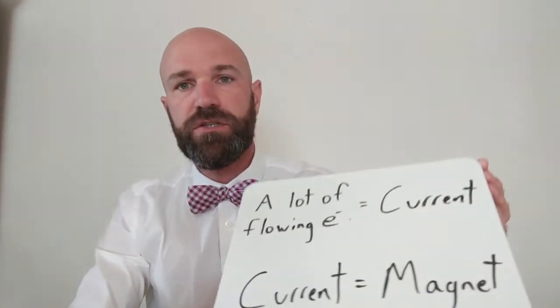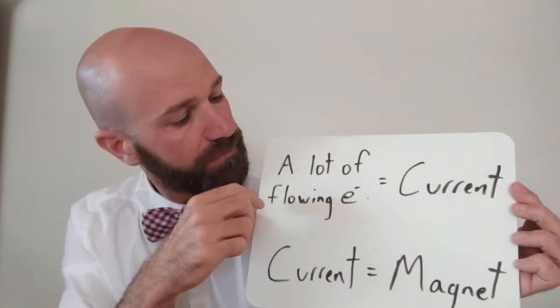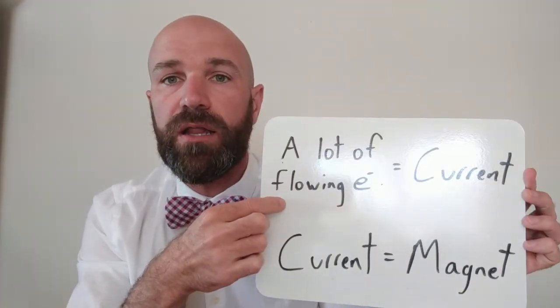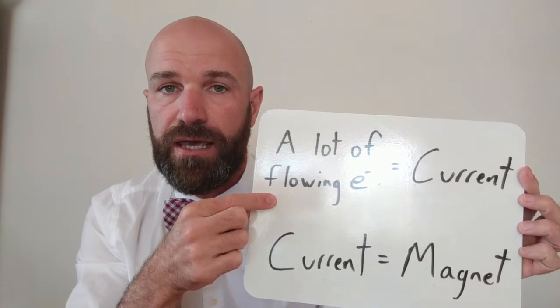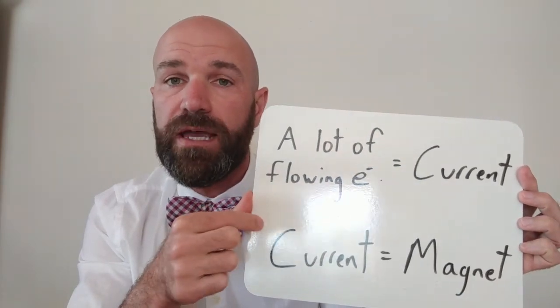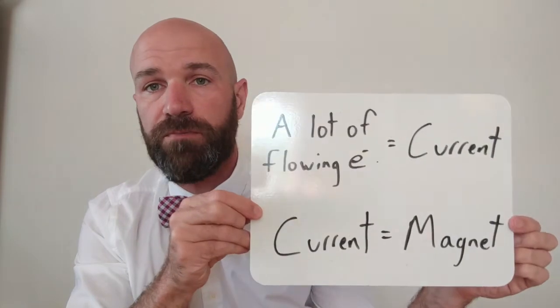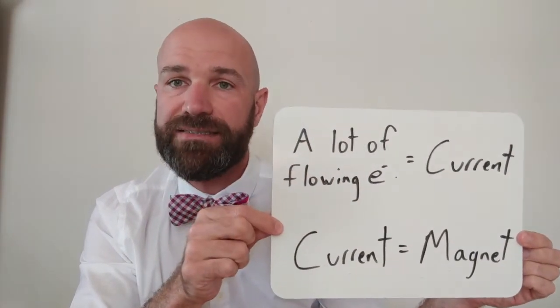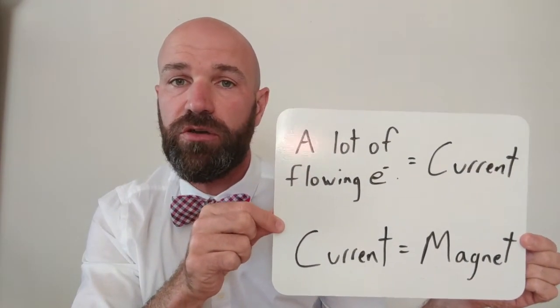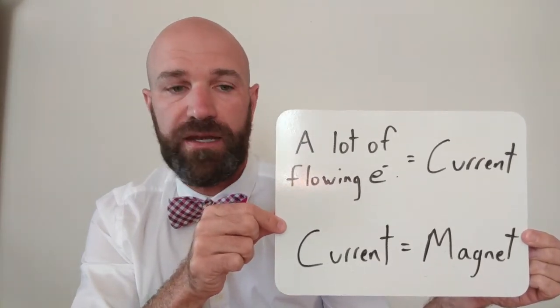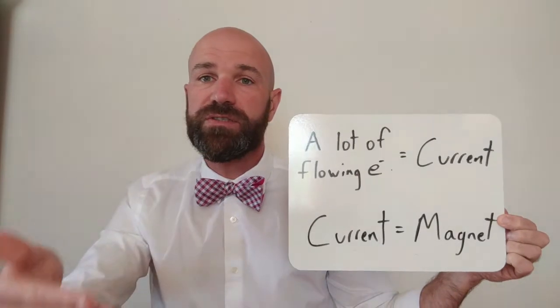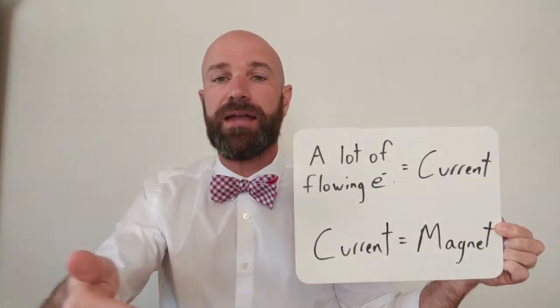All right. So let's do a little connect the dots here. We know a lot of flowing electrons is a current. And so therefore, a current must also be a magnet. Well, we can test that out. We can see if that works. And I'm going to show you in this demo here. Let me get this all set up for you, and I'll prove how electricity essentially can act as a magnet.